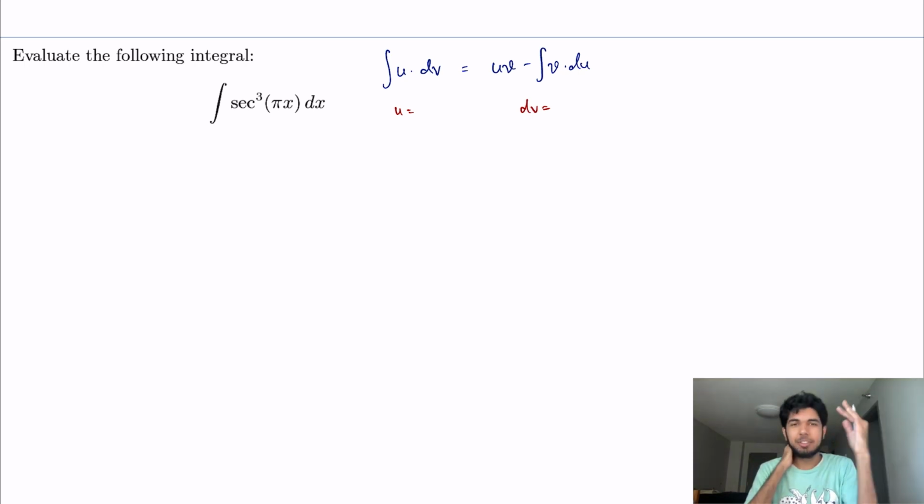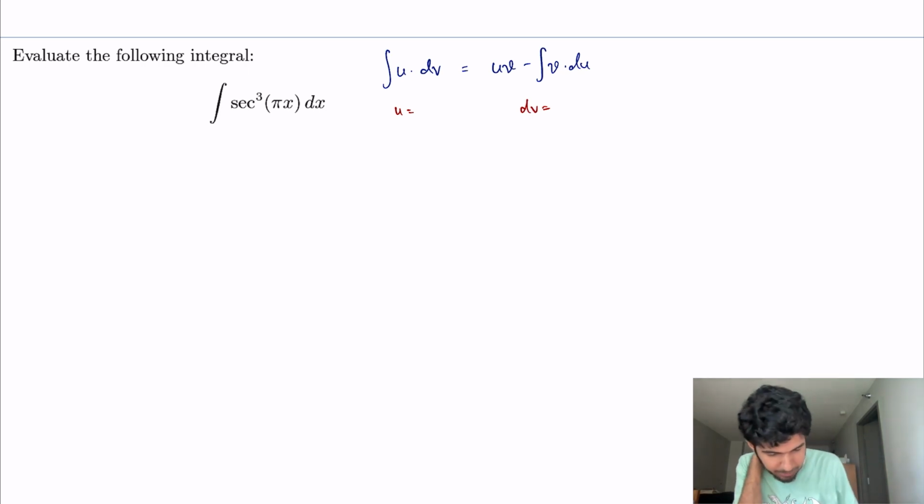Well, taking the derivative of secant to some power is not super fun. It'll be like a power chain rule type thing. So maybe I would want to give u just secant of pi x. So let's just think about that. Secant of pi x. And then dv would equal secant squared of pi x.